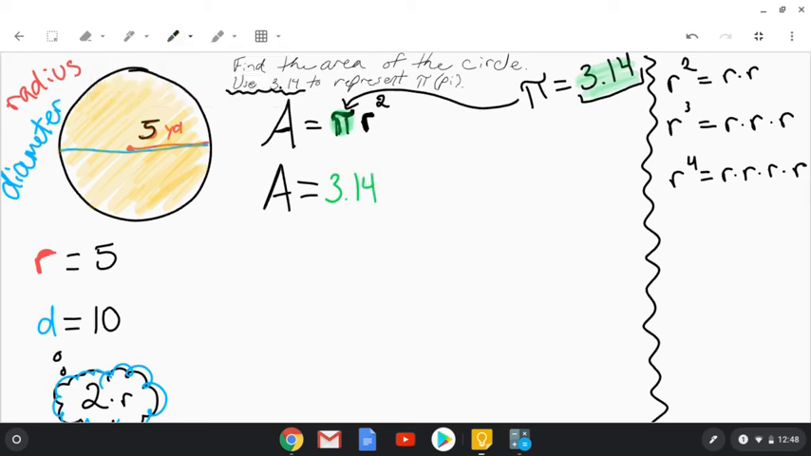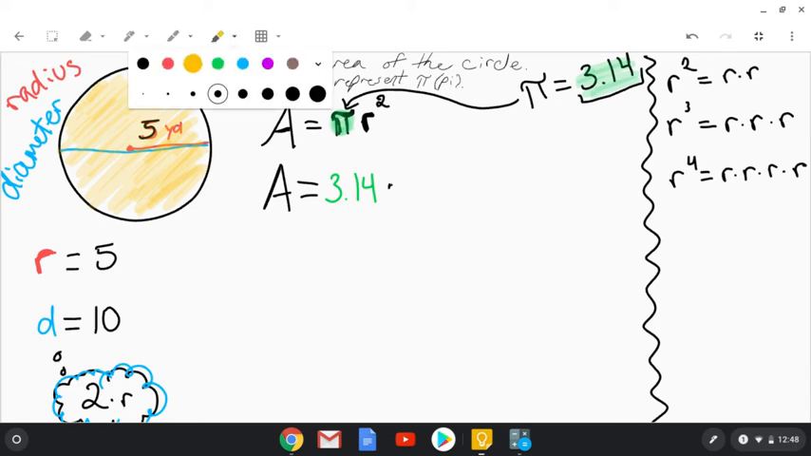And then we need to talk about what to do with this r squared. So when we see r with this little number above it, the way that we say that is r squared, or we can say r to the second power. We know that the r stands for whatever radius we were given. We were given the number 5 for the radius.